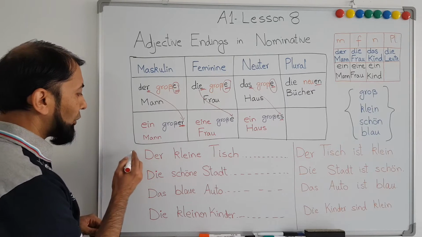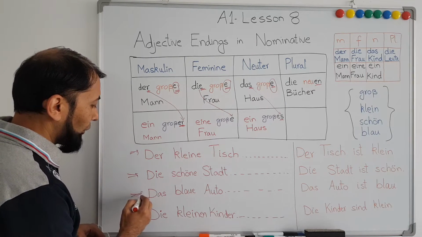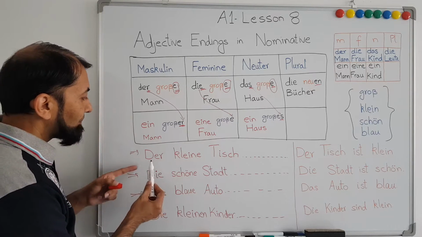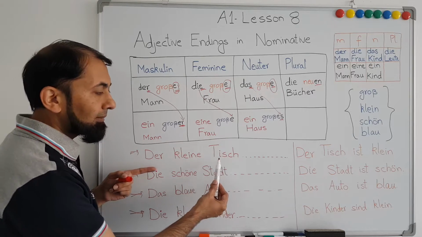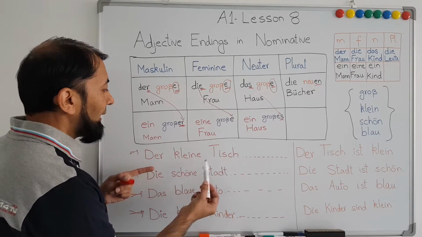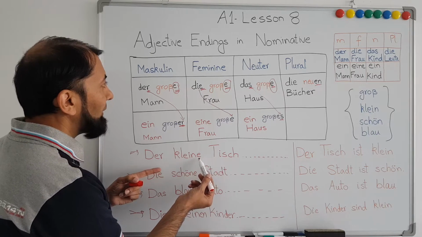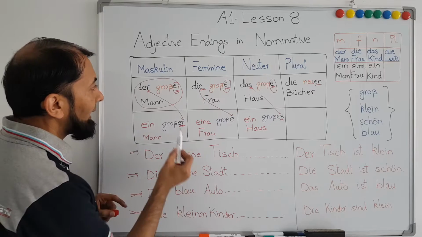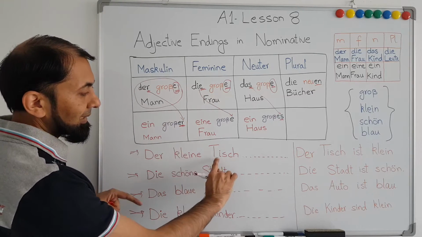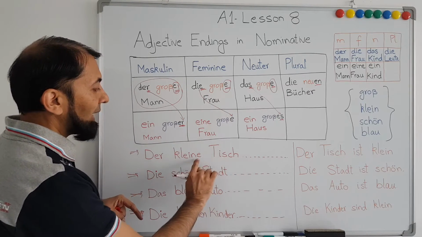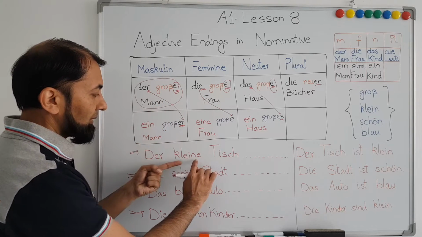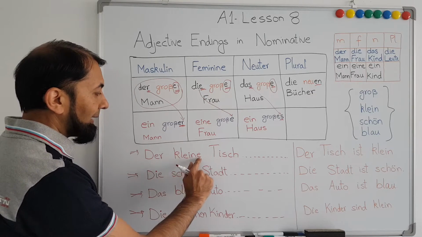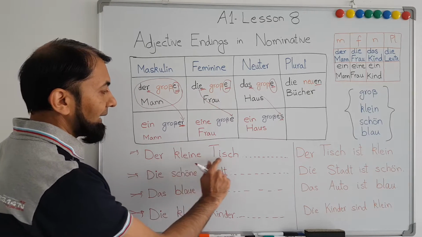I have listed for masculine, feminine, neuter and plural, and I have used definite articles. So der Tisch, the table, is masculine, and therefore we will refer to this portion of the table. And here we see that if the noun is masculine, we will add an e at the end of the adjective. Therefore we have added an e, der kleine Tisch.